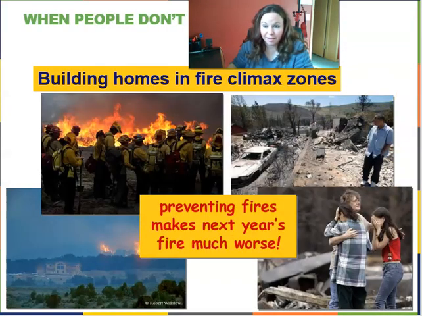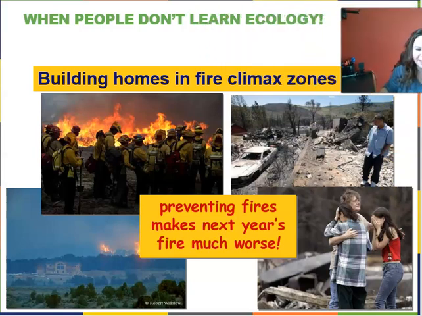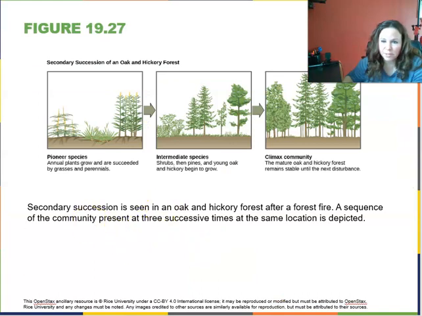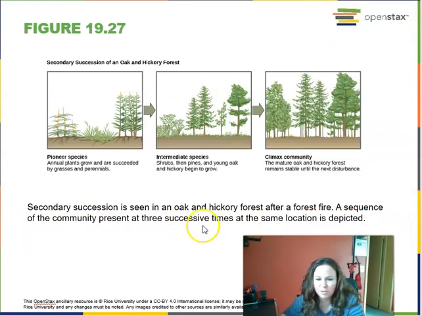But sometimes, well, humans, we don't realize this, that places are meant to have fires, and they build in a fire climax zone and then end up having forest fires. They will prevent fires, which then builds up more kindling, and so when the fires actually occur, then whoosh, they get a bigger fire than what would normally occur. So here's a diagram of secondary succession in an oak and hickory forest. Over time, our pioneer species to begin with, then the intermediate species, and finally the climax community.